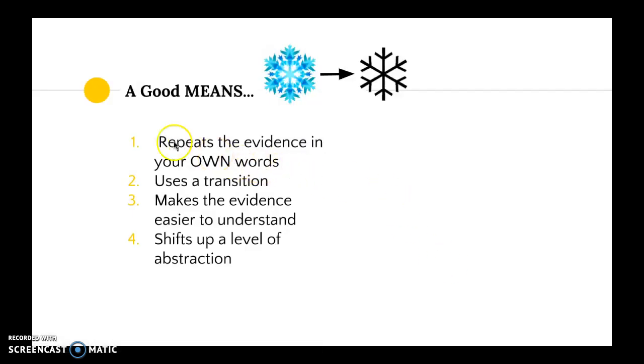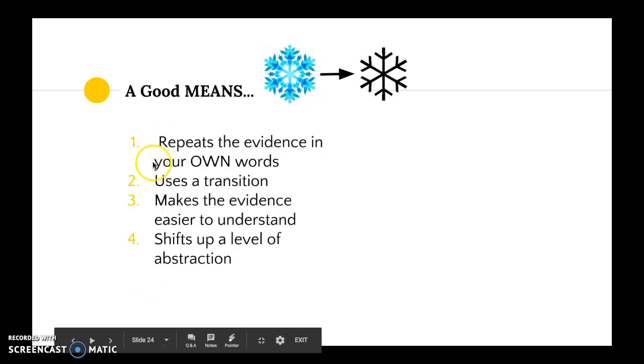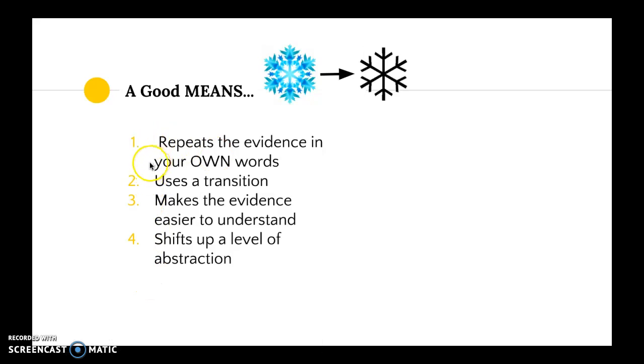A good means does four things. A good means repeats the evidence in your own words. A good means uses a transition. A good means makes the evidence easier to understand. And a good means shifts up a level of abstraction. This is the trickiest part, and we'll talk about it last.